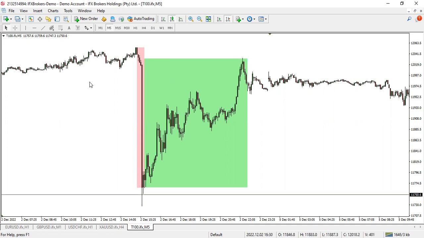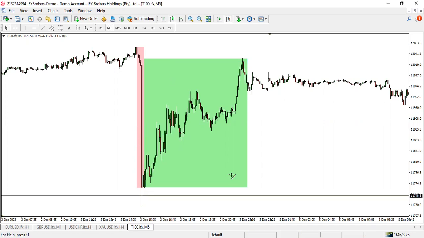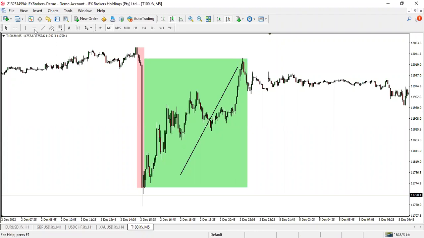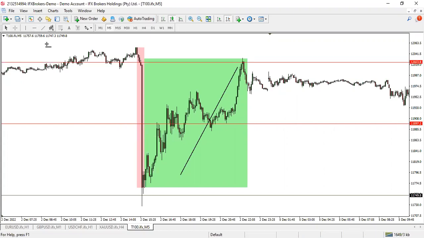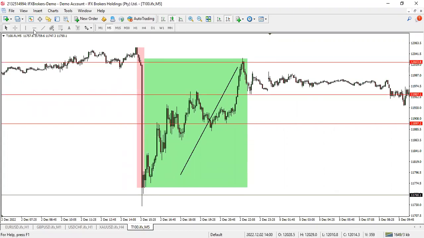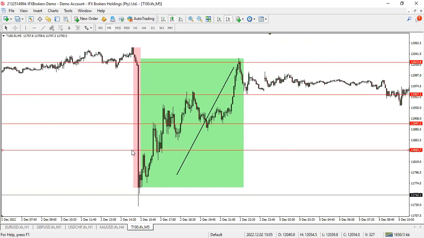Then you know that, okay, what happened? The market will have to go back up to refill that imbalance. Either 100% for sure, or 50%, 75%, 25%, something like this. So we know that the market has to go up and start.